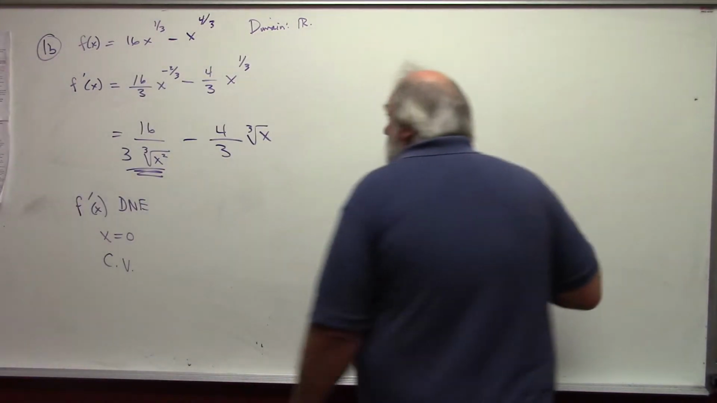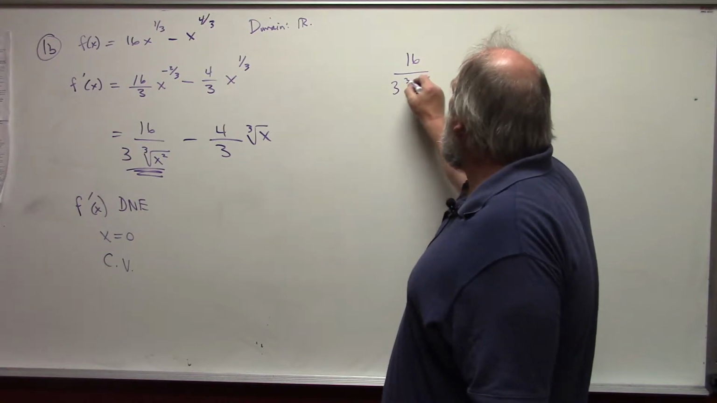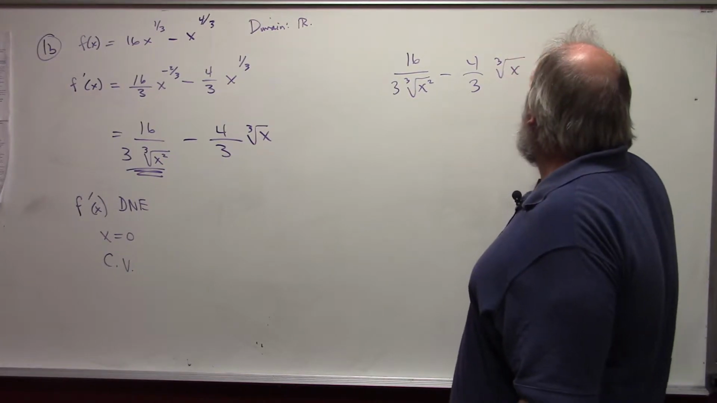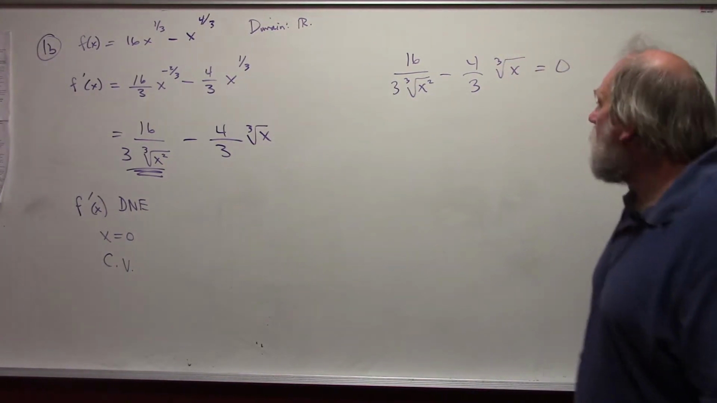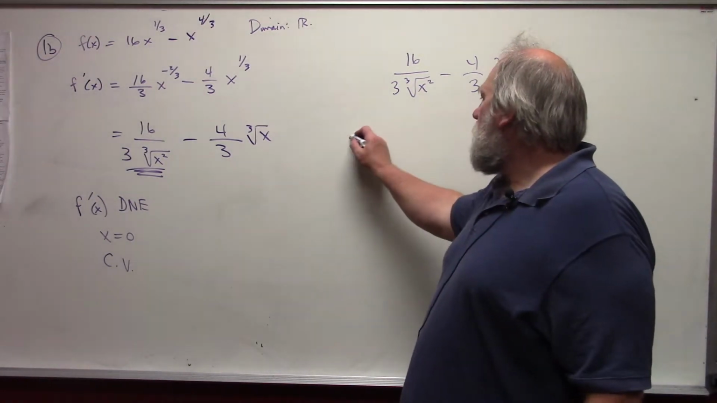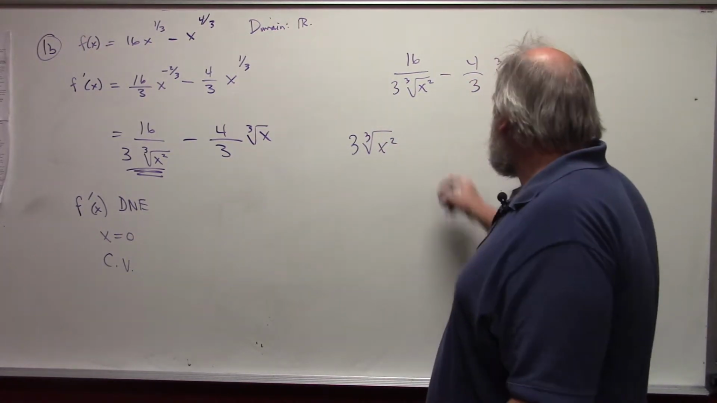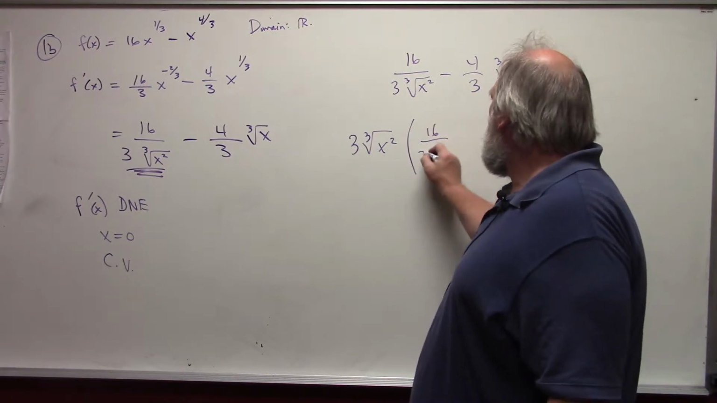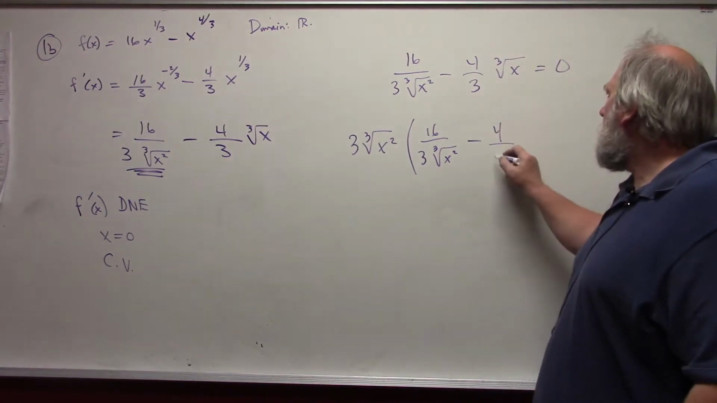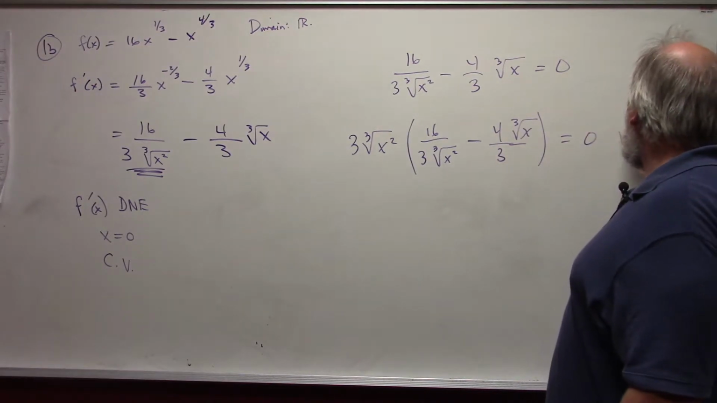We now need to determine when the derivative is actually equal to 0. So I will take this derivative and set it equal to 0. I'll solve by multiplying everything by the common denominator. So I'll multiply by 3 cube roots of x squared. That's the common denominator here. Just to remind you, the algebra. And multiply both sides by that.